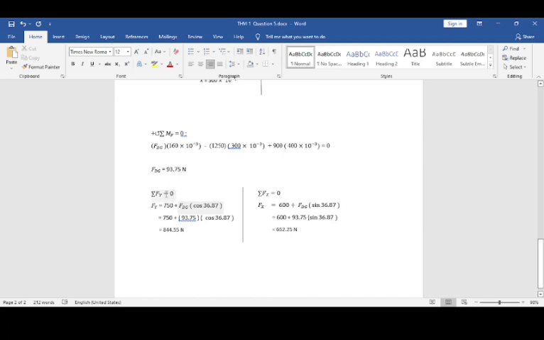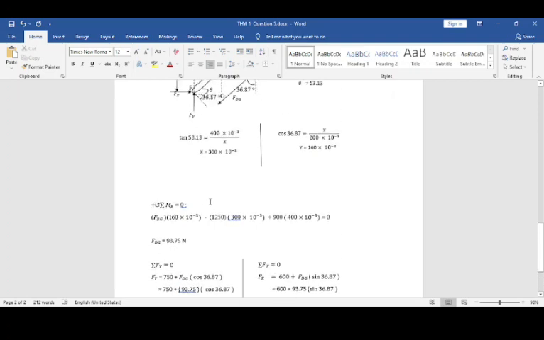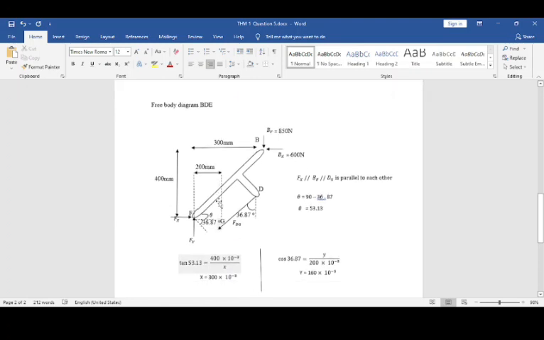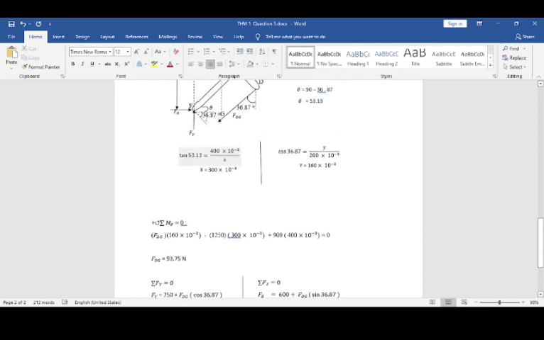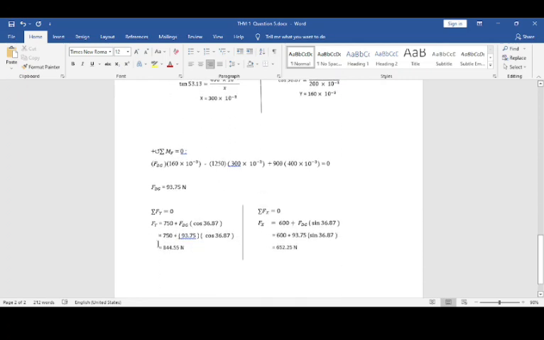Okay, and then we're going to find the summation of Fy is equal to 0. So Fy is equal to 750 plus FDG cos 36.87. So it's 750 plus 93.75, this FDG, bracket cos 36.87. So the Fy is 844.55 Newton.